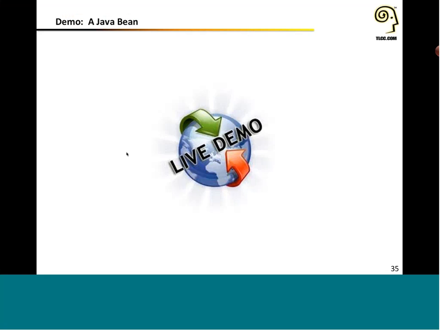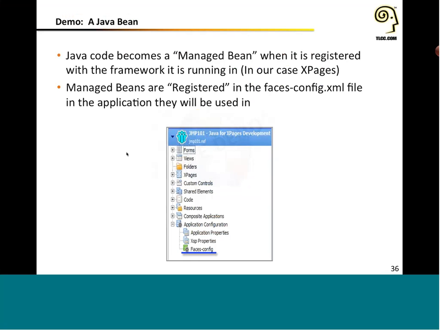Okay? Well, let's contrast that then, if you will, with a managed bean. And we're going to take that same code, and we're basically going to turn it into a managed bean by registering it. And we register it in the framework. Okay, so inside Domino Designer, I'm going to go into my application configuration, faces config, and then I'm going to double-click on that, which is going to open up this XML interface.